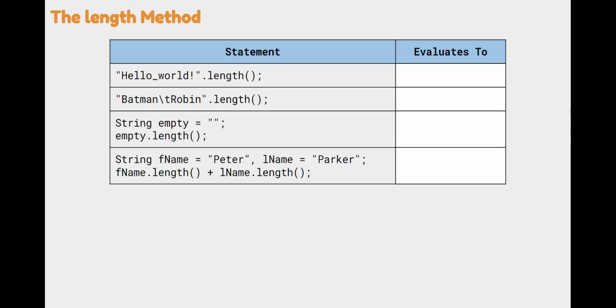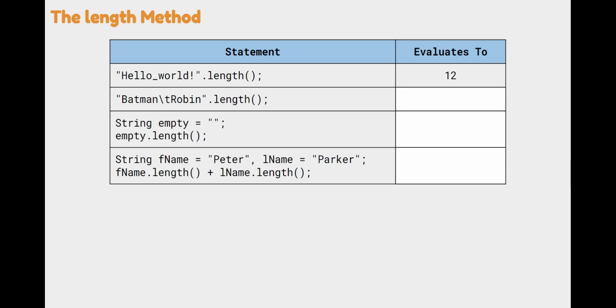So if we called the length method on hello world, and again, I'm using an underscore to represent a space just so we can see it. A space is a countable character. That's going to evaluate to 12. So starting with the H, counting all the way through, including the space and the exclamation mark. 1, 2, 3, 4, 5. The space is at 6, 7, 8, 9, 10, 11. The exclamation mark's at 12. So this statement will evaluate to the integer 12, just like we saw that the length is a non-void method and will return an integer.